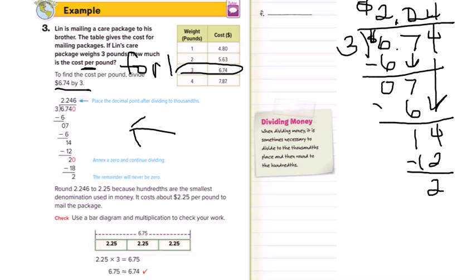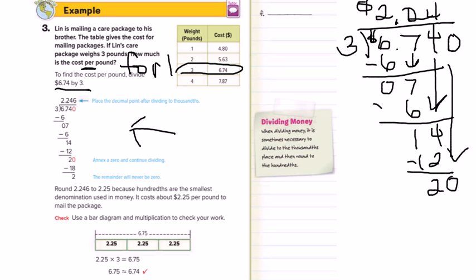At this point, I have $2.24 as the cost of my package, but it didn't come out evenly. I don't have a 0 at the end. I have this 2 that you can see. So I'm not quite done. This isn't the exact information. What I can do to keep dividing is, since it's after my decimal point, I can add a 0 here in the thousands place, which doesn't change the value of my dividend, and I can keep dividing.